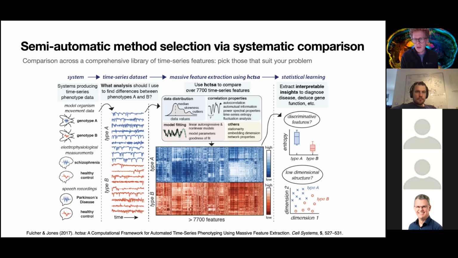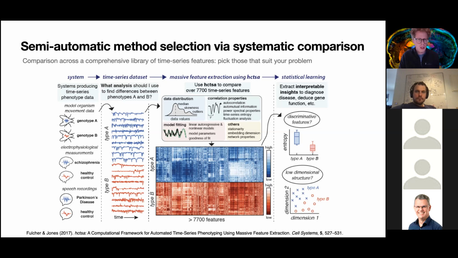And so when you find those methods, you go, actually, look, this entropy measure from medicine is much higher in type A than type B. And then you can start to interpret, okay, that means that maybe type A is a bit less temporally predictable than type B, or things like this. It gives you interpretable insights about your data.